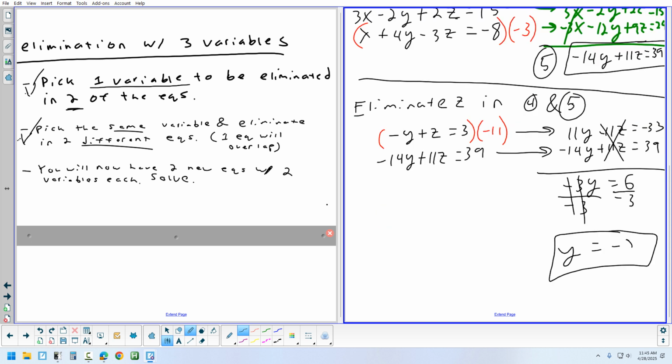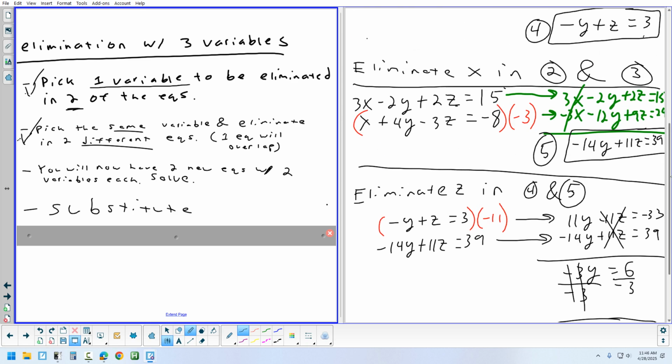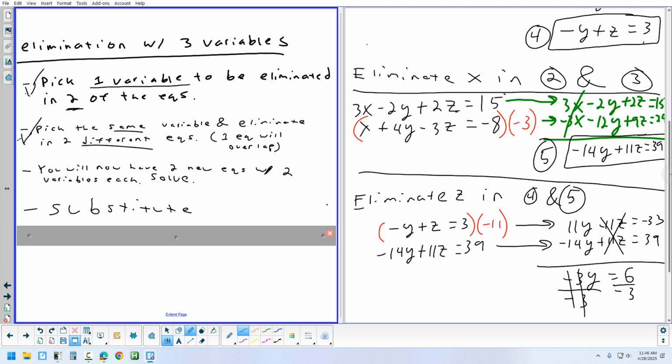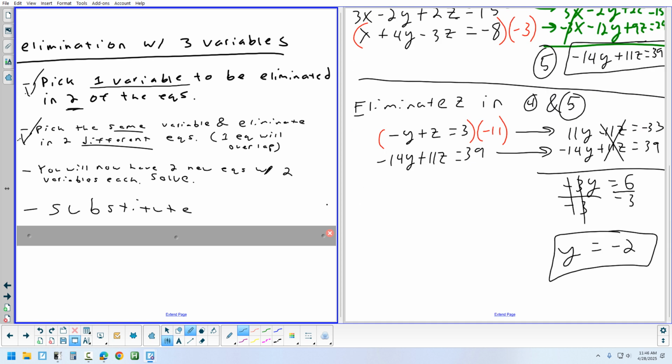Now, from here, we're going to substitute back in. So now you substitute back in to get all your other answers. Okay, I would get z next, and I would use either equation 4 or 5. Which one do we want to use? 4. 4 I think is simpler. Negative y plus z equals 3.